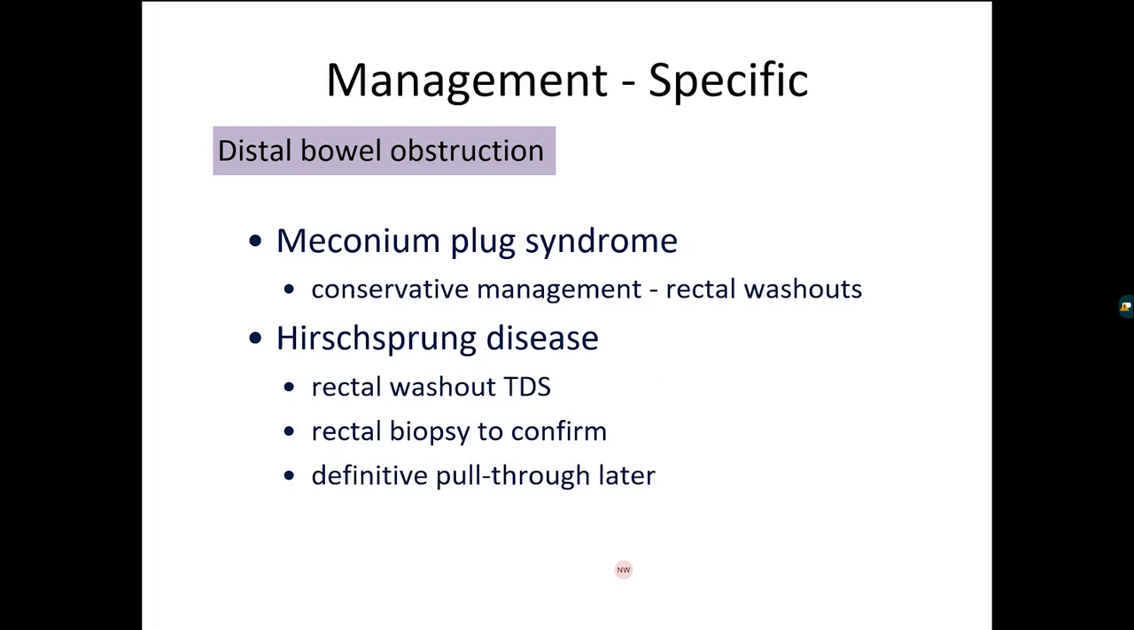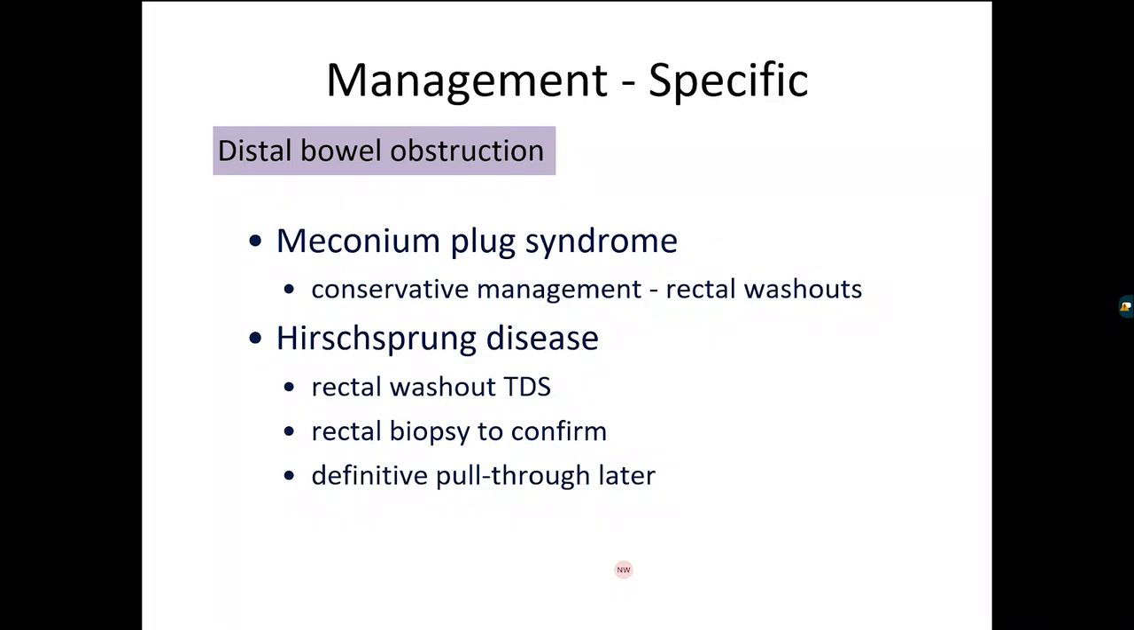distal atresias. Then there is an entity called meconium plug syndrome, where there is a thick inspissated plug of meconium blocking the left colon, mostly the descending colon and the sigmoid colon, and there is no other abnormality in these babies. So most of the time when you do a rectal examination or if you gently do a bowel wash, that meconium plug gets evacuated and the baby gets well.